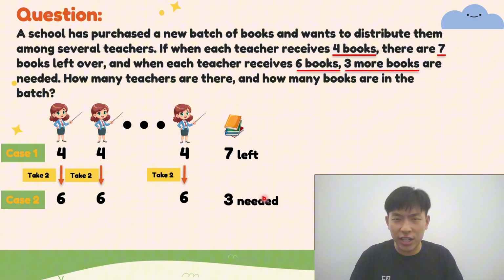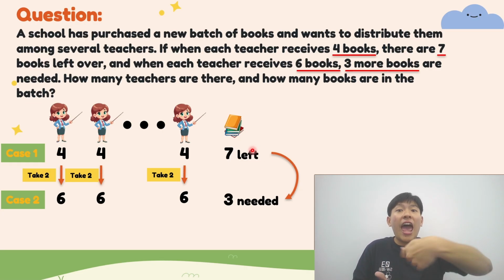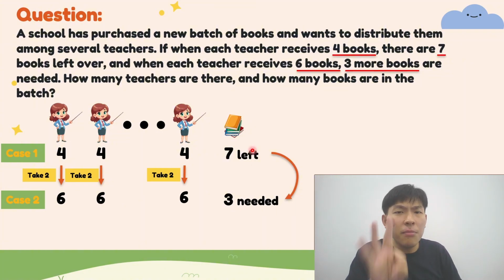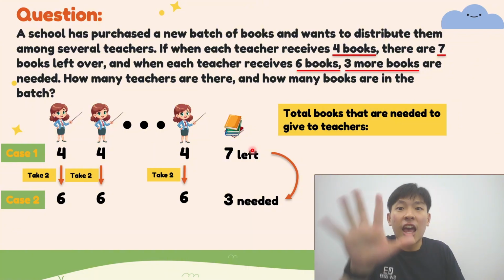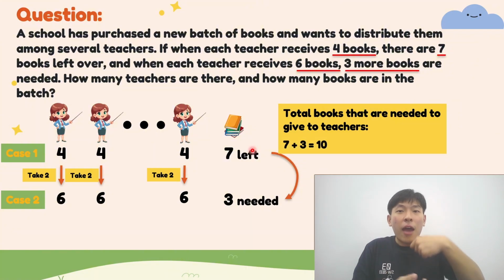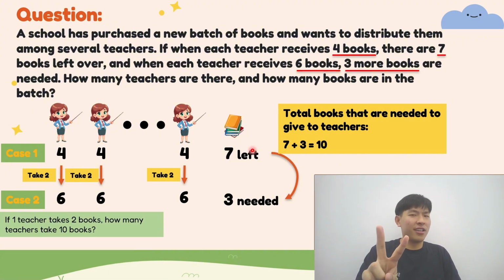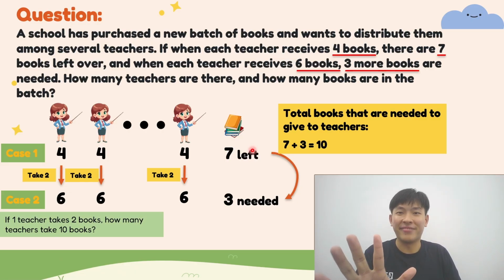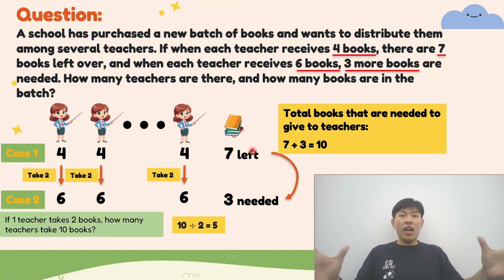So let's move on to our question here. We have 7 left and 3 needed. So we want to find the change. Here I have 7 books. Then I want to distribute 2 books each to every teacher. But I still need 3 more books. So what is the total number of books needed to give to the teachers? Yes, it is 7 plus 3, which is 10. Now, if one teacher takes 2 books, how many teachers will take 10 books? It is the same as our previous question: 10 divided by 2, which is 5. So we have found that we have 5 teachers.